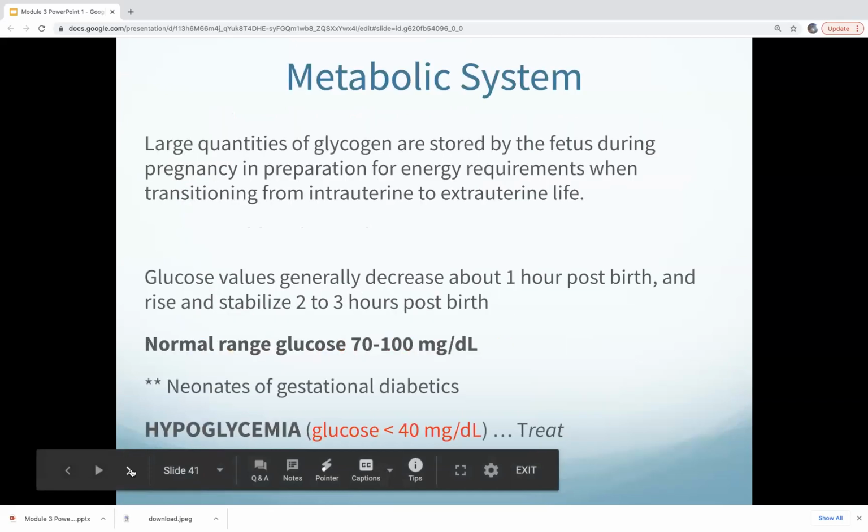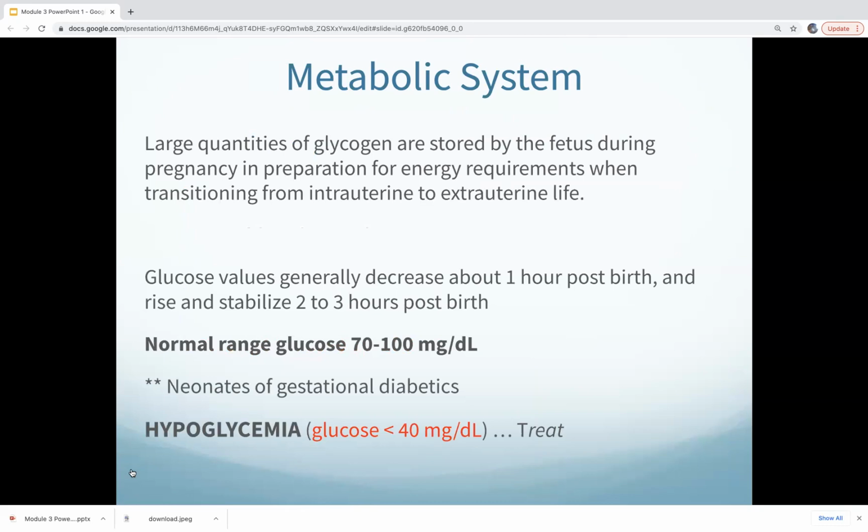So the metabolic system, again, a big shift in utero, especially your babies of gestational diabetic moms. They're used to a large amount of glucose that's just circulating and bathing them day in and day out. So they have these large quantities of glycogen that are stored during pregnancy, and then they're born, and then these glucose stores, even if they're not born to gestational diabetic moms, can tank at about an hour post-birth. Moms trying to breastfeed, not very successful, things aren't working, babies struggling.